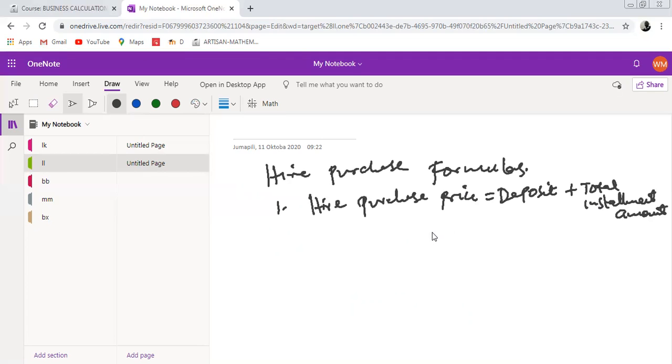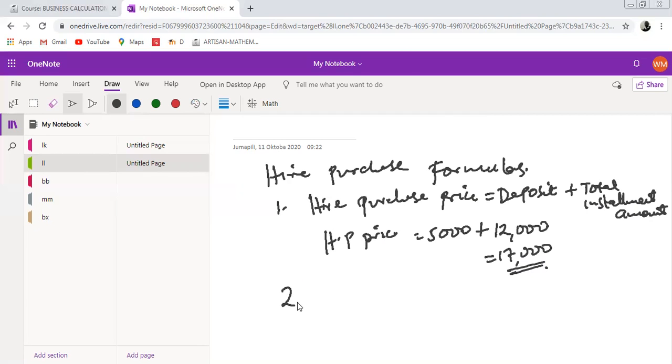Like in our case of the TV, the hire purchase price, the HP price, was given by the 5,000 which was paid as the deposit plus the total installments which were actually 1,000 times 12, which amounted to 12,000. So this gives us 17,000 as the hire purchase price. What you also need to know is about the hire purchase interest, which we have said is given by the HP price, the hire purchase price, minus the cash price. The difference between the two is the interest that you are going to pay.